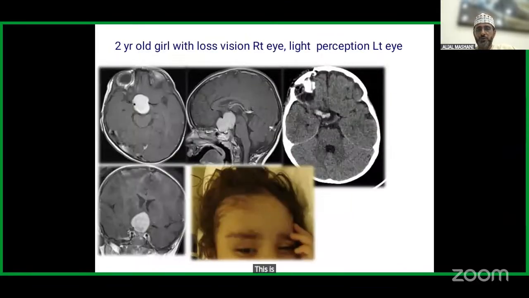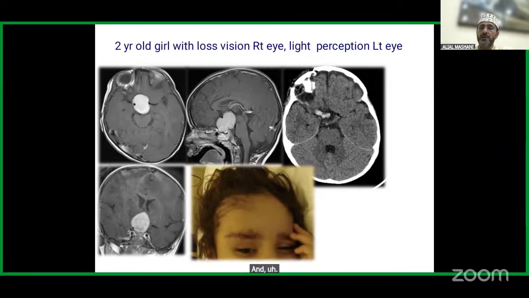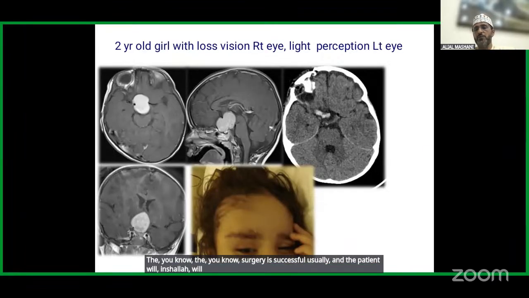This is a 2-year-old girl with loss of vision in the right eye, and in the left she has only light perception. I explained to the parents that we thought this was a craniopharyngioma, not a glioma tumor. I told the family that if it's a craniopharyngioma, the surgery is usually successful, and the patient will, inshallah, regain some of the vision.